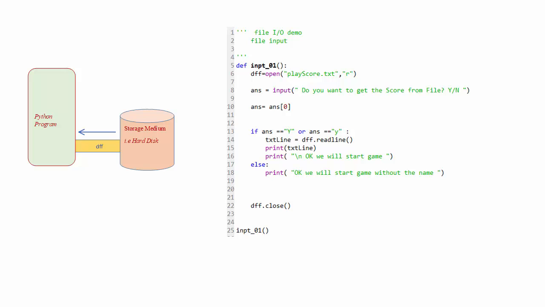But if the user does not answer yes to the question, to the input of line 8, we will skip all that readline code and we'll go to line 18 and simply display, OK, let's start the game, without the name and the score. So, that's all the program does for demonstrating purposes. I'm going to run the program and I'm going to answer yes, and next, I will run it again, answer no, and see what the implications of those answers will be.